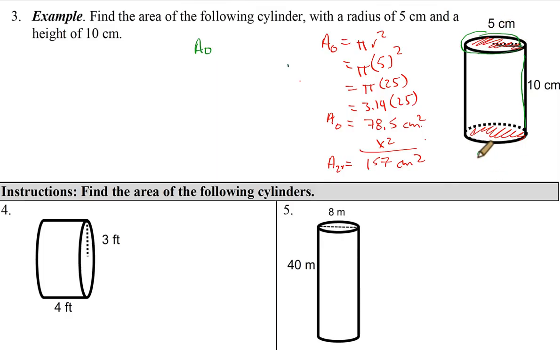So remember, circumference equals pi times diameter. You got to be careful. They gave us the radius. The diameter would equal 10.